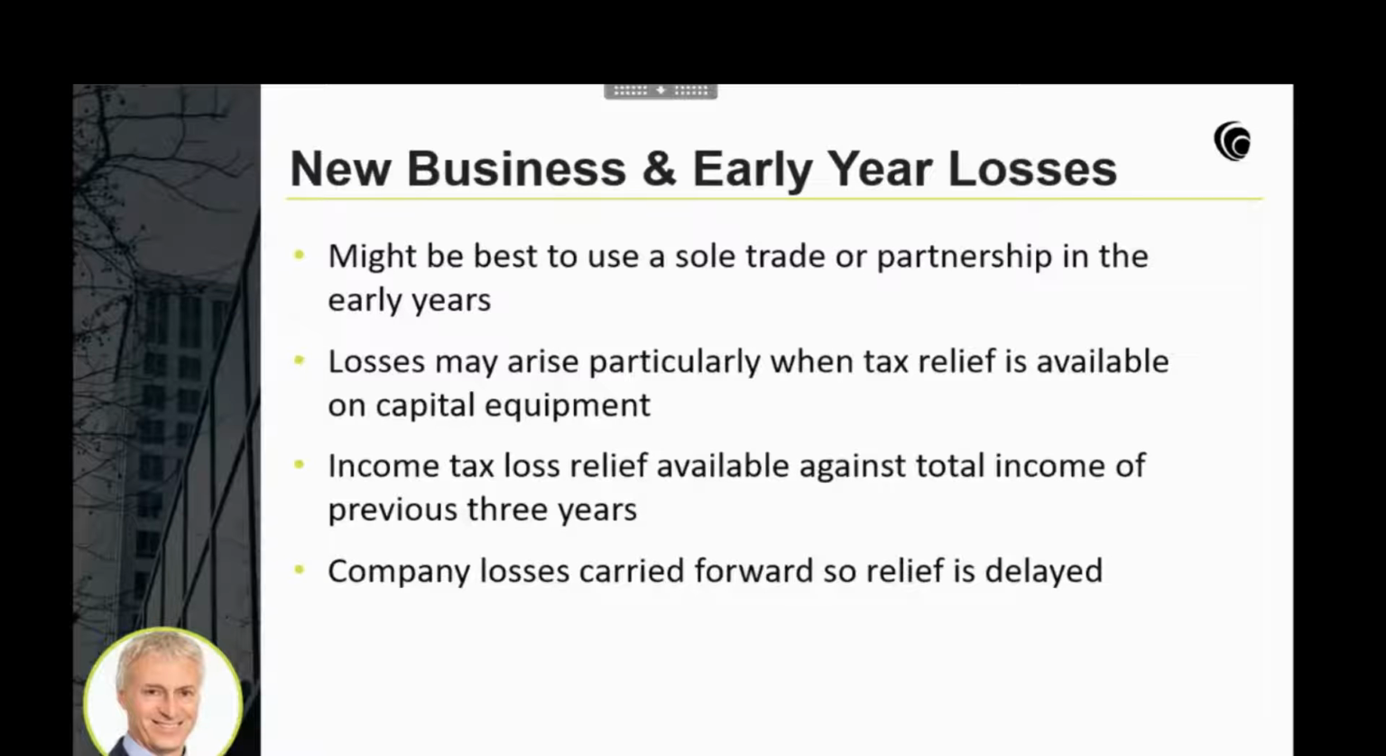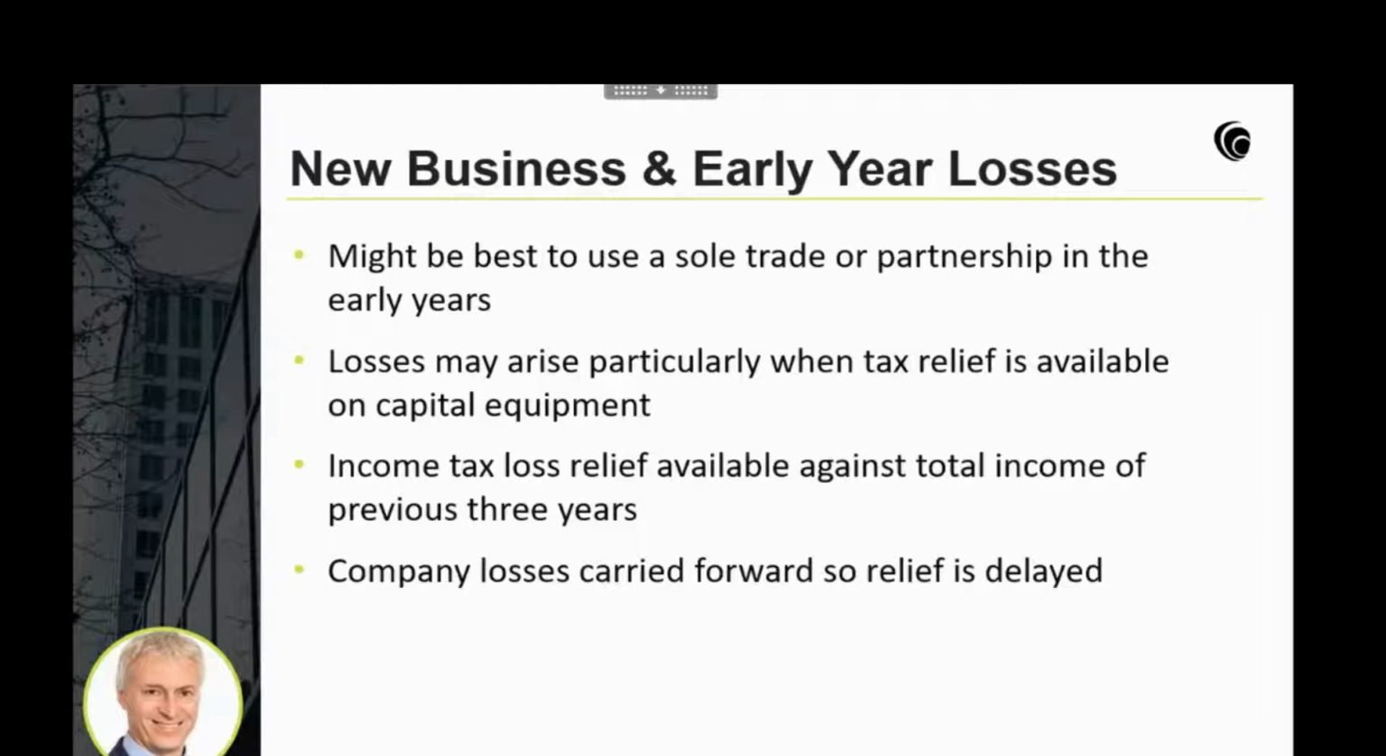So as a sole trader or partnership, if you make a loss in the early years of trade, you can carry that loss back against total income from the previous 3 years that you have. So if you have got reasonable income from other businesses, ventures, employments, whatever, leading up to when you start your business, and you make a loss in the early years, you can carry that loss back and get immediate relief for it and get some tax back.